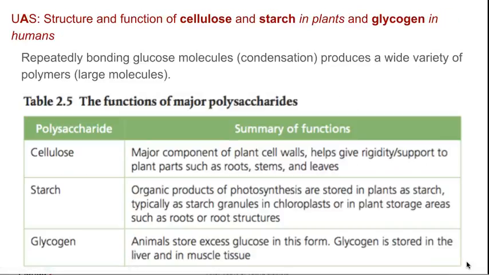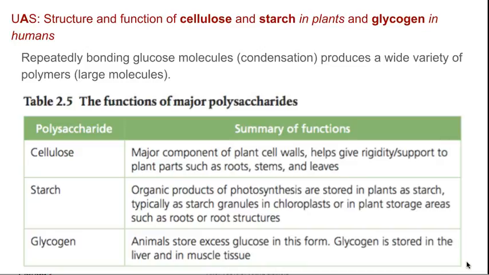This table is quite good. It summarizes the functions of major polysaccharides. We'll look at the structures and you'll learn more about the structures in class. But essentially, polysaccharides are long chains of repeating glucose units joined by condensation, and they produce a wide variety of polymers. And these polymers of carbohydrates are called polysaccharides.